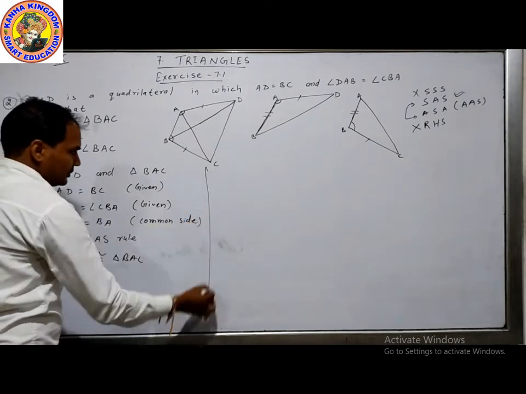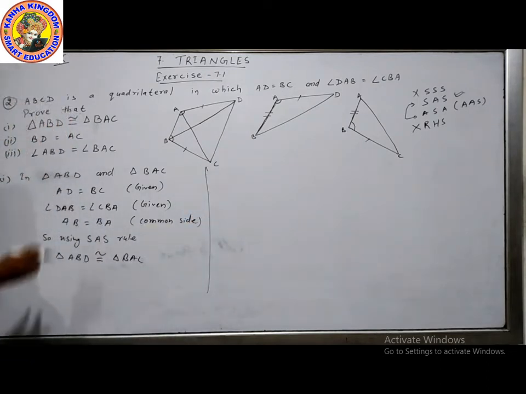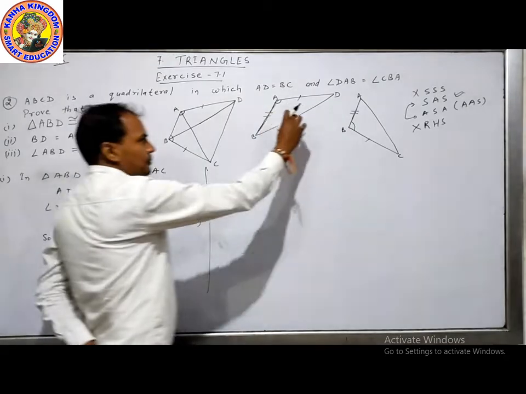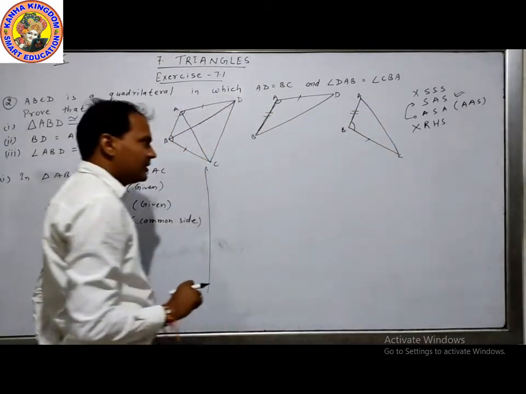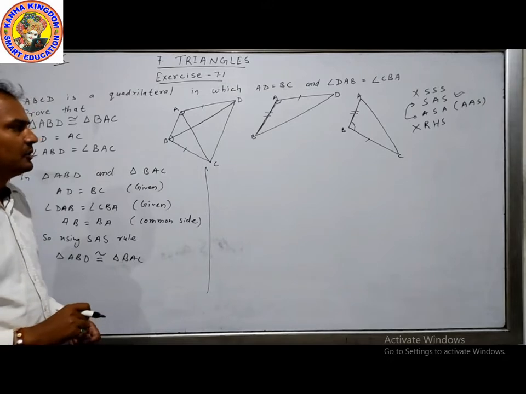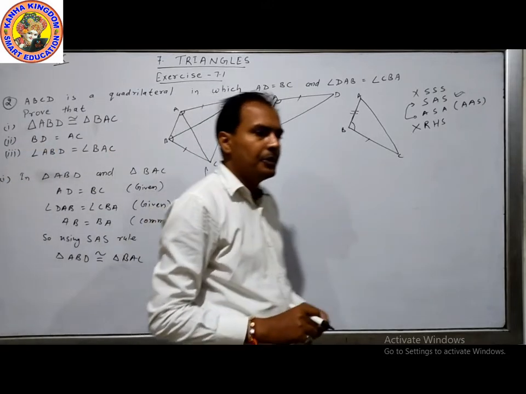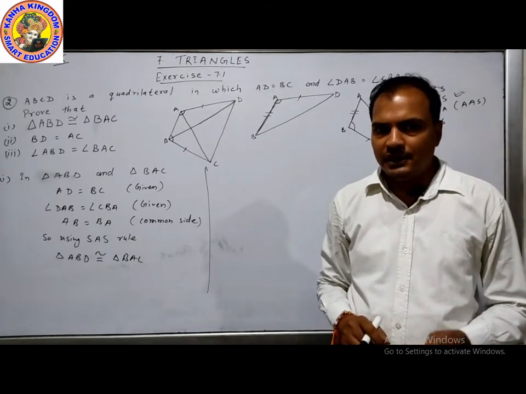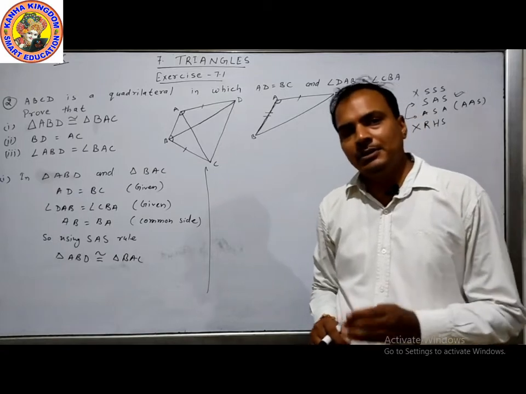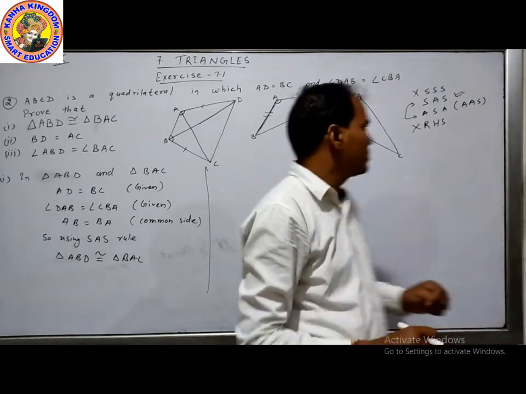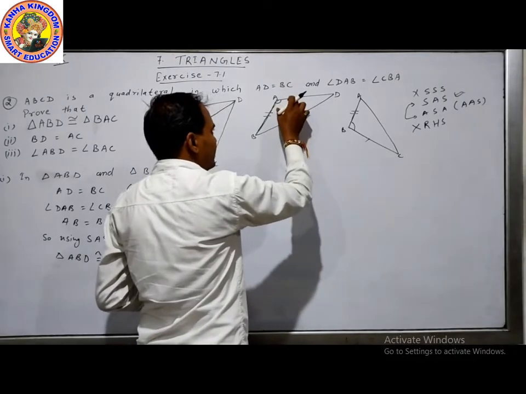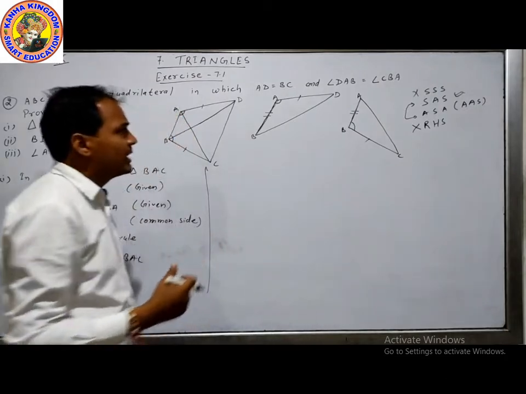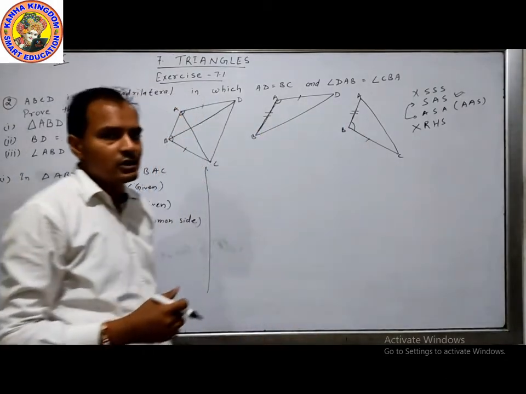Then the second part of the question says that BD is equal to AC. BD and AC are equal. Yes, this is equal because we know that if two triangles are congruent, then the three sides are equal to each other and their respective three angles will be equal. In this diagram we saw that two sides are equal. By congruency we can say that the third side is also equal.